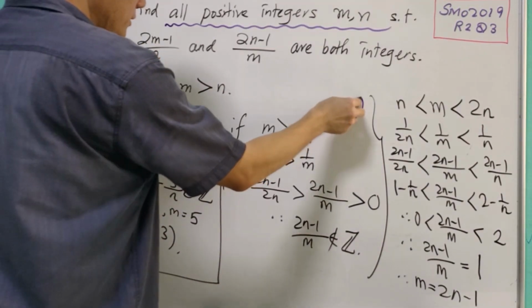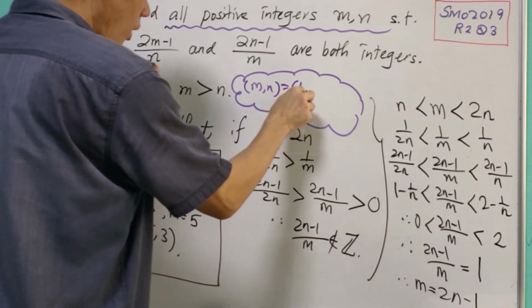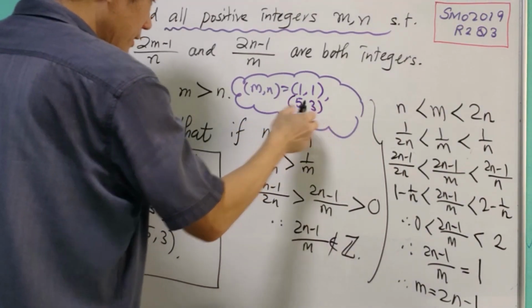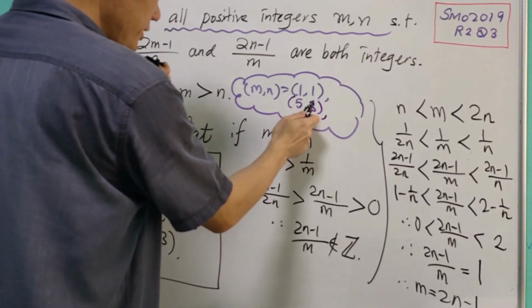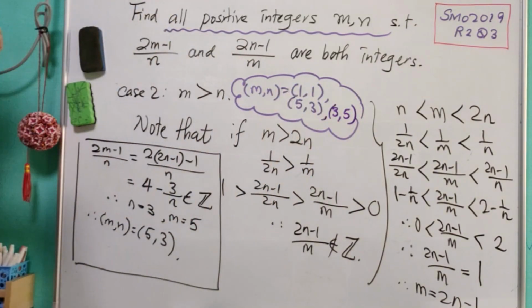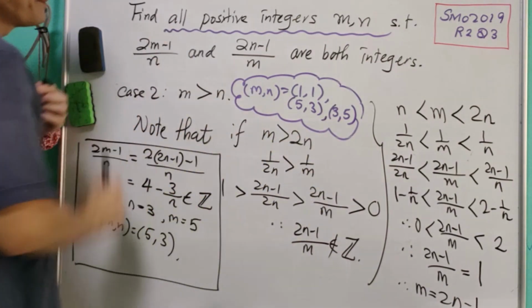So to conclude, the value of (m, n) will be equal to (1, 1) and (5, 3). Since it's symmetric, if (5, 3) is an answer, (3, 5) will be also another answer. And these are all possible cases for the value of (m, n).